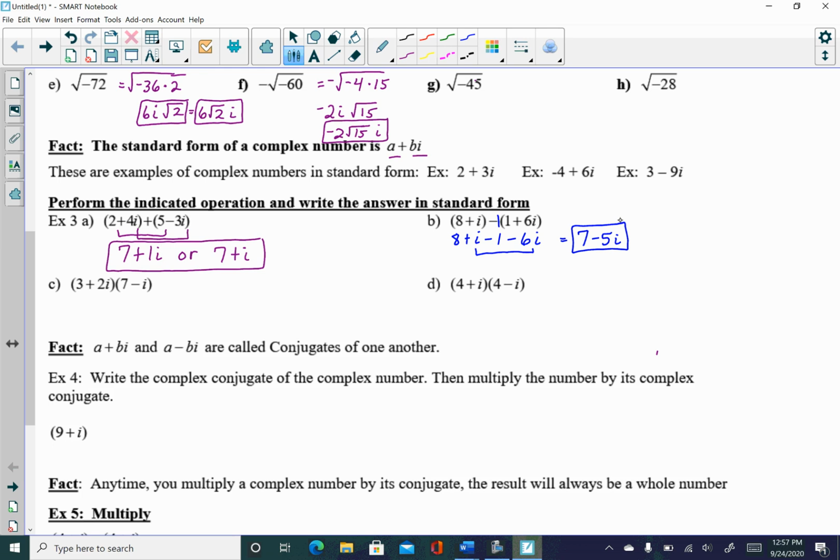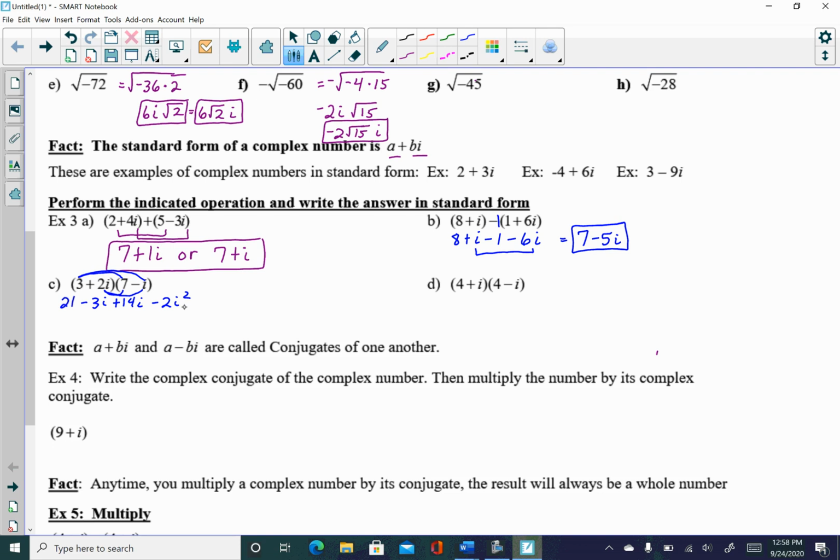Now hopefully you recognize in letter C and letter D, in order to find these products, we're going to use the FOIL method, or you can do multiplication as well, but FOIL method is how I've always been doing it, so I'll continue to do it that way. I'm going to multiply the first terms of my parentheses, so 3 times 7, 21. Outside terms, 3 times negative 1i, so minus 3i. Inside, 2i times 7, so plus 14i. And then last, 2i times negative i, minus 2i squared.